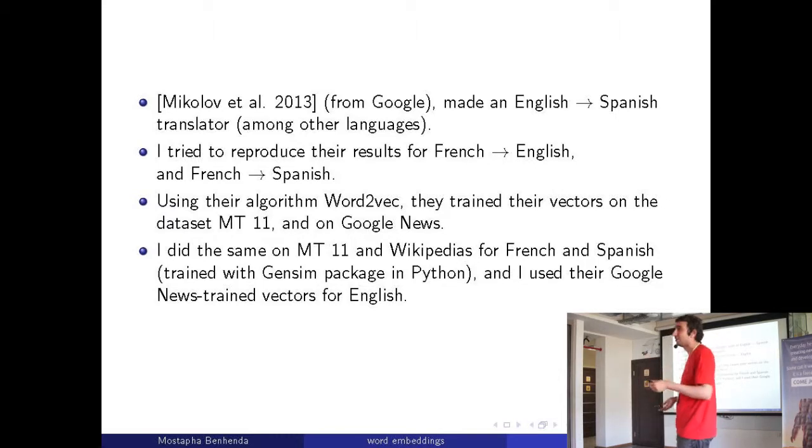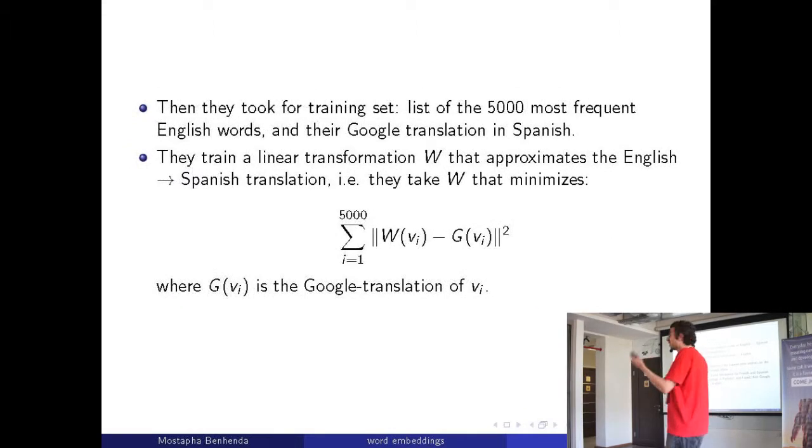And what I made at home, I tried to make a French to English translator and a French to Spanish translator. And he had better conditions because he had Google News. I didn't have access to Google News. I just had access to Wikipedia. But we still had similar data sets called MT11. So MT11 is for Machine Translation 2011. Every year you have competitions, and this paper used the 2011 set.